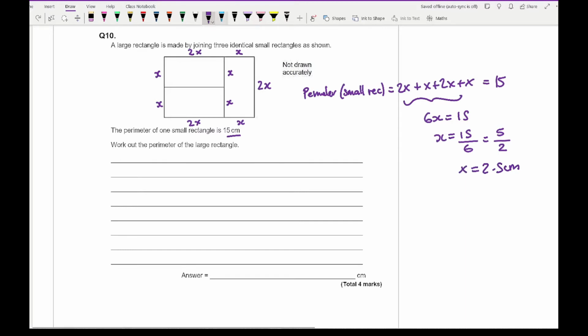So from this, what I can then do is work out the perimeter of the entire shape. Now working in terms of x, what I've got is 2x plus 3x plus 2x plus 3x. Again, this is 3x, that's 2x. It's the perimeter along. Now, if x equals 2.5, adding all of these x's together, I end up with 10x. So I've then got to do 10 times x, which is 2.5, which leaves me with 25 centimeters.